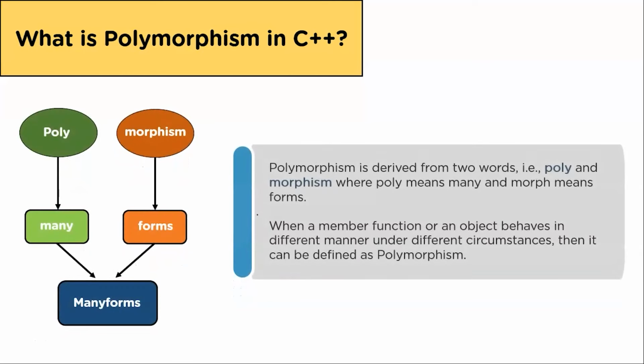So what is polymorphism in C++? Polymorphism is an important topic of C++ OOPS concept. The word polymorphism is derived from two words, that is poly, which means many, and morphs, which means forms. So basically it means many forms. Polymorphism in C++ can be defined as when the member function or the object behaves differently in different situations or circumstances. Then it can be called as polymorphism.